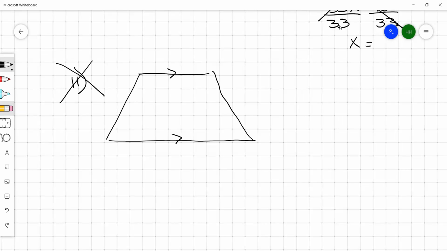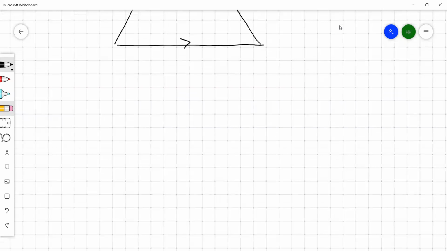Because without a drawing, I don't think it's clear enough to answer the question. Either the base angles are on the same side or they're at the same base, and that makes a big difference. So I'm going to get rid of that question and we're going to go on to number 12.